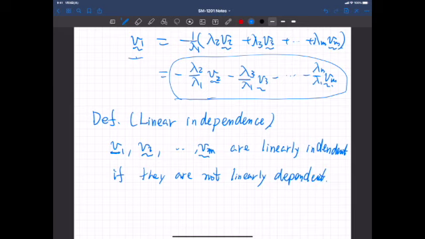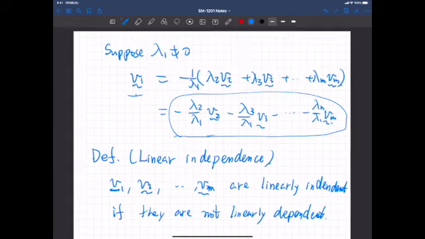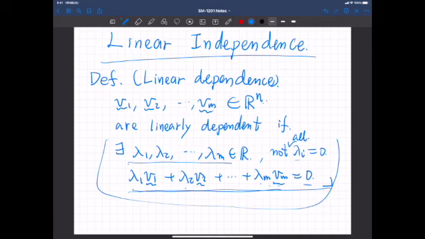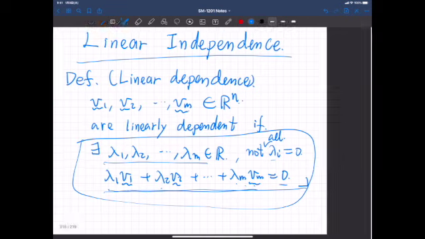So what does it mean exactly? Since the definition of linear dependence is this: there exist some non-zero lambda such that the linear combination is zero. So if these vectors are not linearly dependent, that means the negation of this statement is true. So that means this.